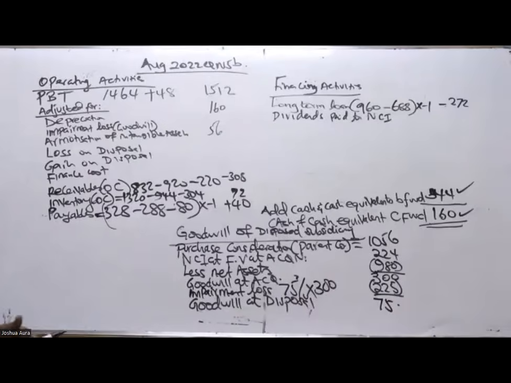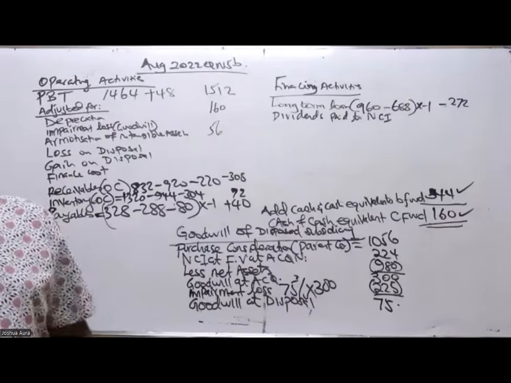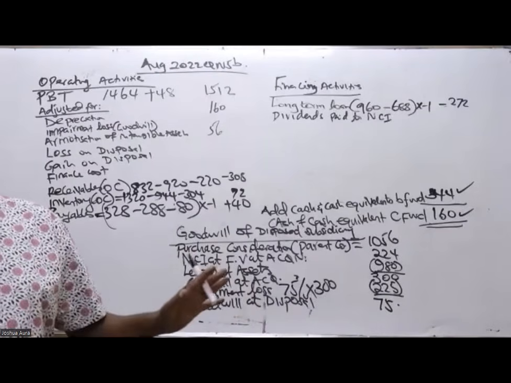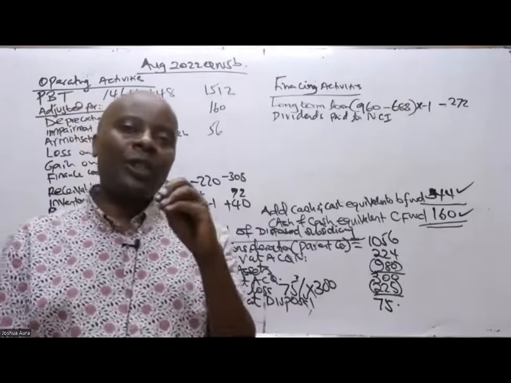Then I would want us to look at the impairment loss. We calculate now the impairment loss before we go to, you know, C was not the only subsidiary.